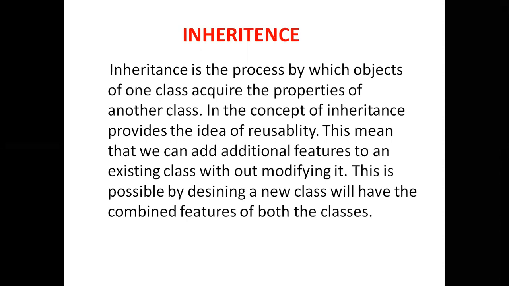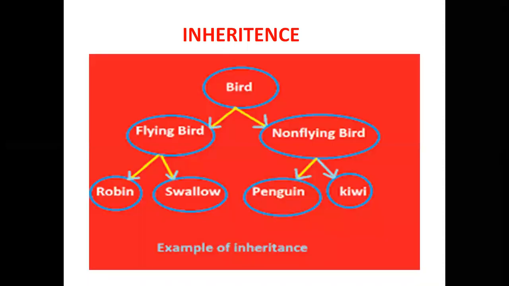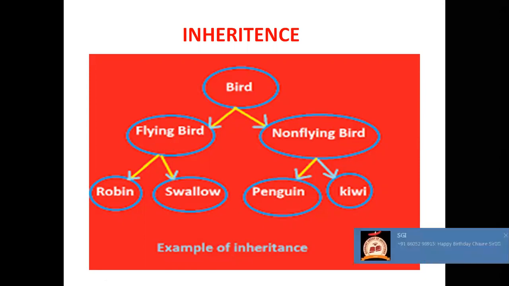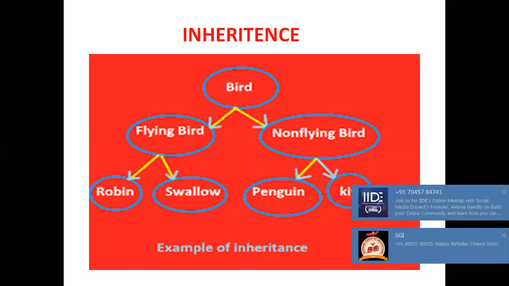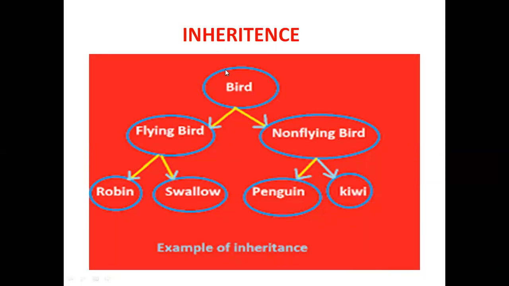Now see this example of inheritance. This is the bird. We have two types of bird, flying bird and non-flying bird. Flying bird and non-flying bird both have the properties of a bird, so both are derived from the bird class.